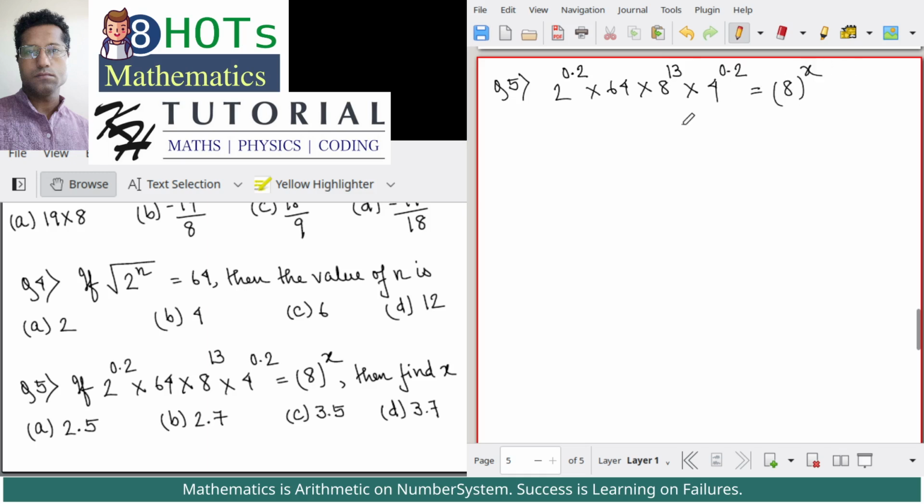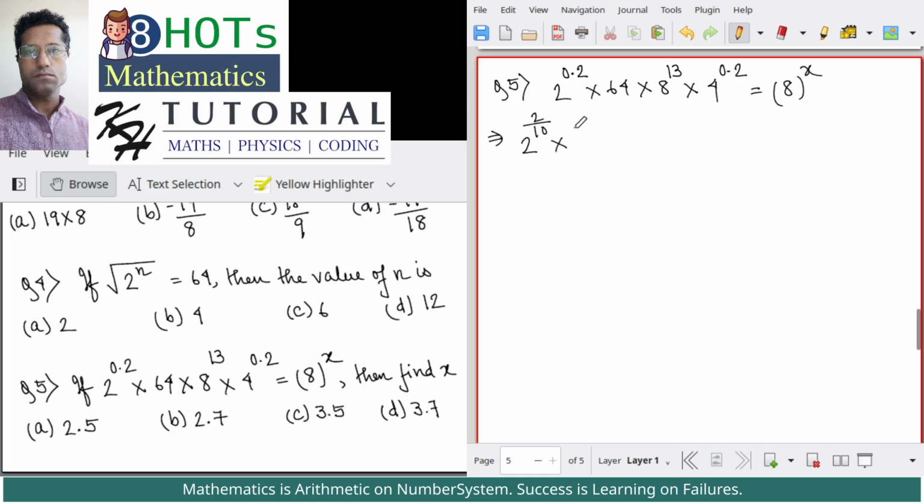Now clearly you can see that all the bases, that is 64 to 8, can always be converted as a power of 2. Since we are having one term, that is 2 to the power 0.2, it is better we convert all the exponential terms with base 2. Whenever you have a decimal number as a power, always convert that to a fraction or rational number. So 0.2 is nothing but 2 by 10.